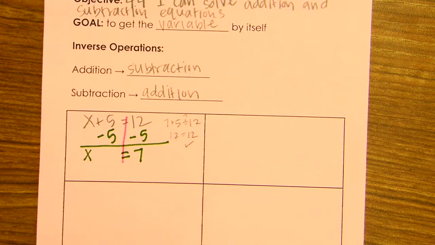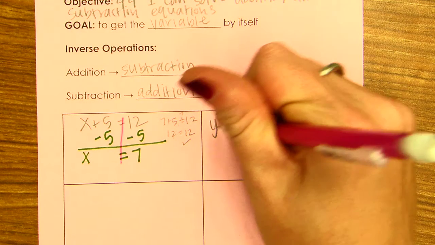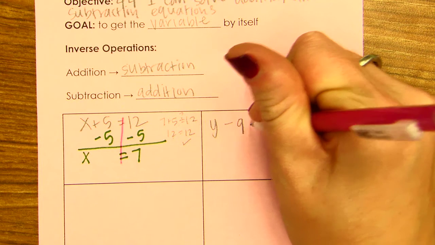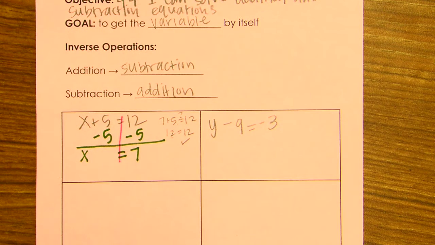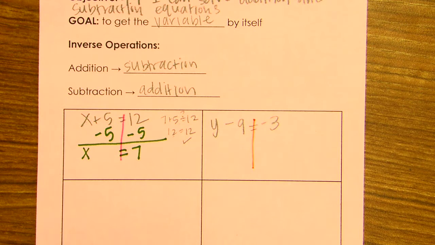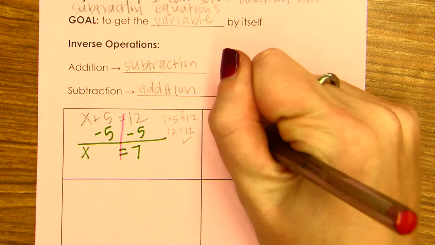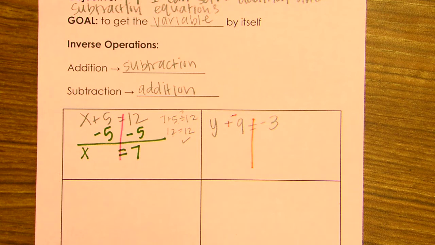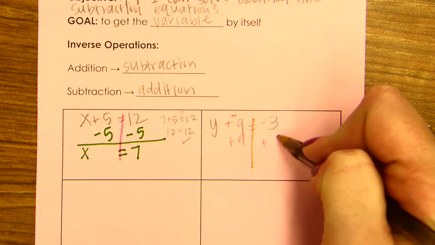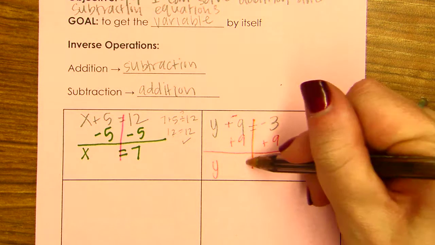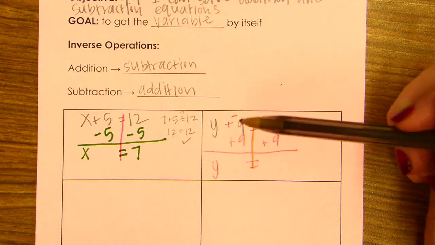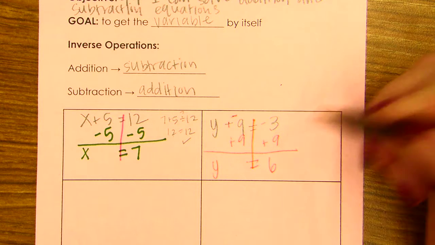For the next example, let's do y minus 9 equals negative 3. So to start, I'm going to draw the line down the equal sign. And then I should probably change the sign in the one behind first. And then the opposite of subtracting 9 or a negative 9, either way you think about it, would be adding a positive 9. So I get y. Negative 9 plus 9 is 0, so just a y is left on that side. Negative 3 plus 9 is 6.